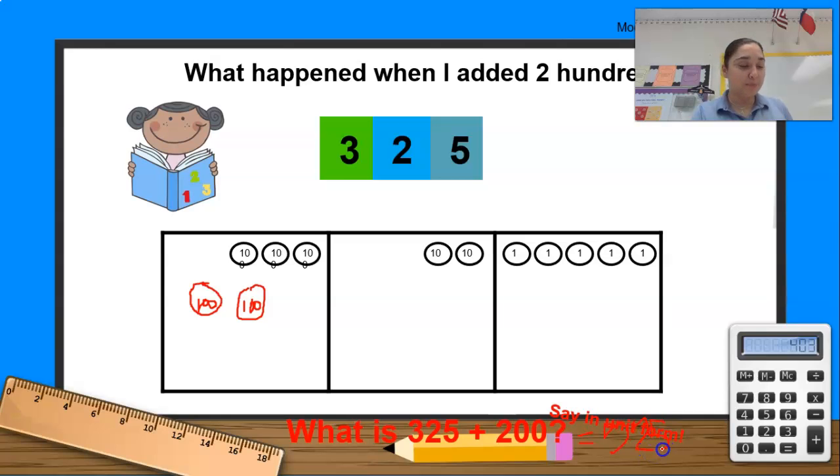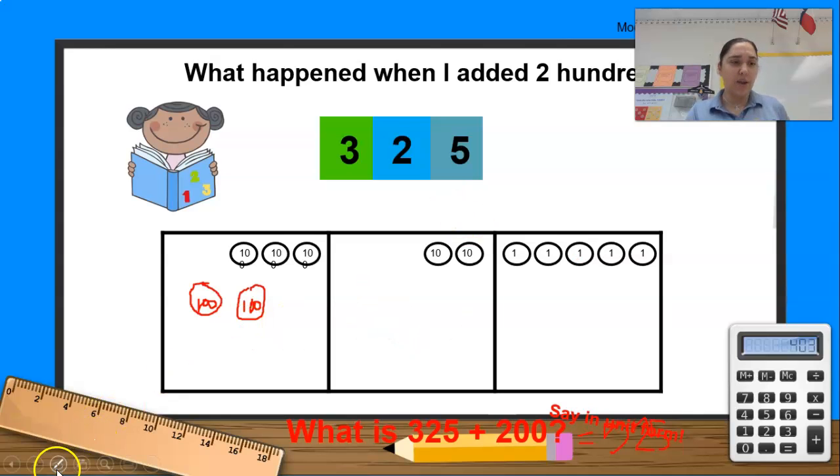Now, boys and girls, say this in unit form. Get ready? Yes, 5 hundreds. Look. 1, 2, 3, 4, 5. 2 tens. Yes, 2 tens. And 5 ones. Amazing, boys and girls.